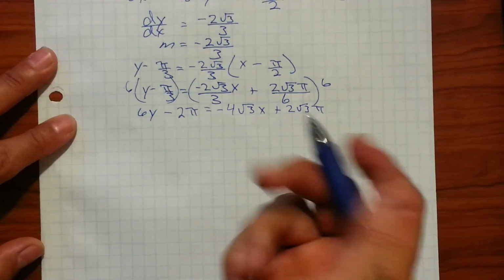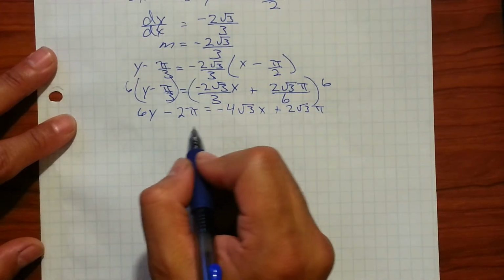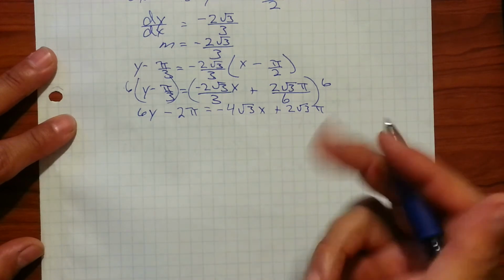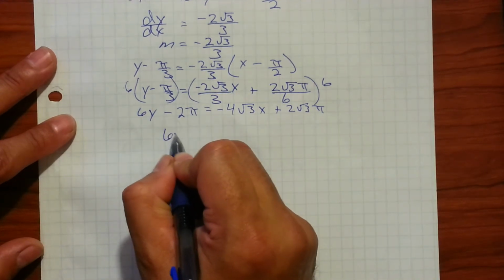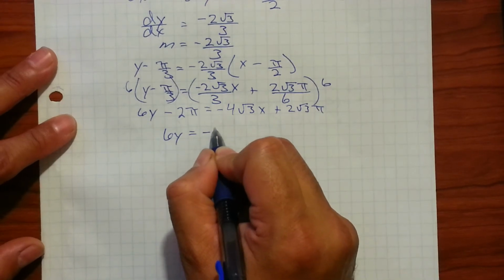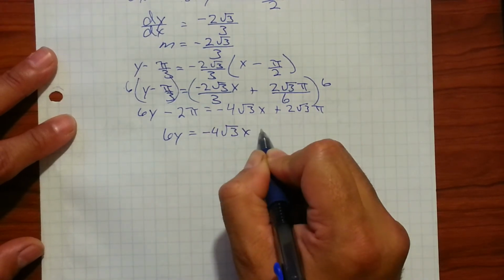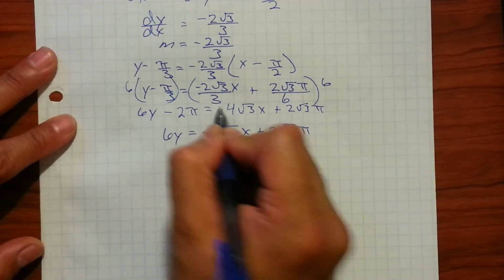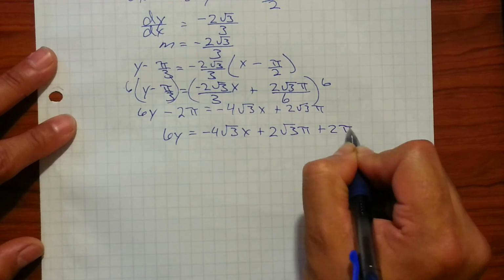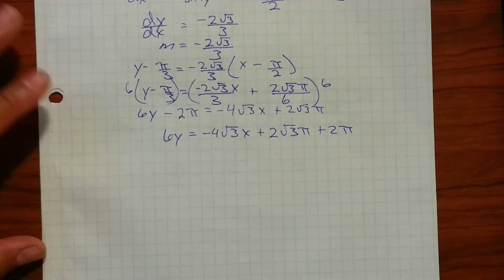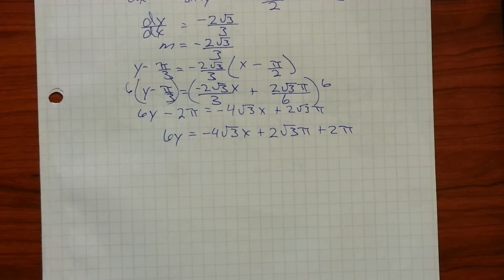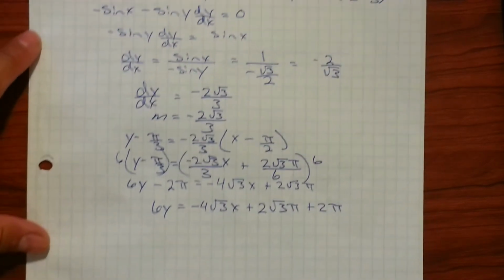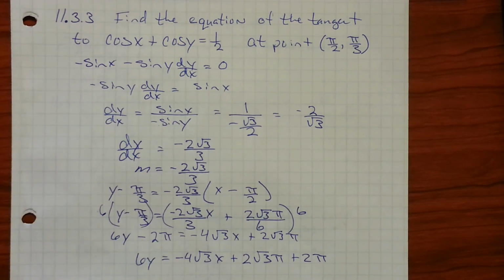The only thing left to do is actually move this over here, or you could leave it over here, either way. But the way that the book writes it out, it easily comes out to be kind of weird. 6y equals negative 4 radical 3 x plus 2 radical 3 pi. And if I'm moving this over here, it's going to make it a plus 2 pi. So there's an equation right here for this. They don't like having fractions in their equation for some reason, and so they tend to write it kind of weird. And so there we go, start to finish. So we found the equation of the tangent to that curve right there.